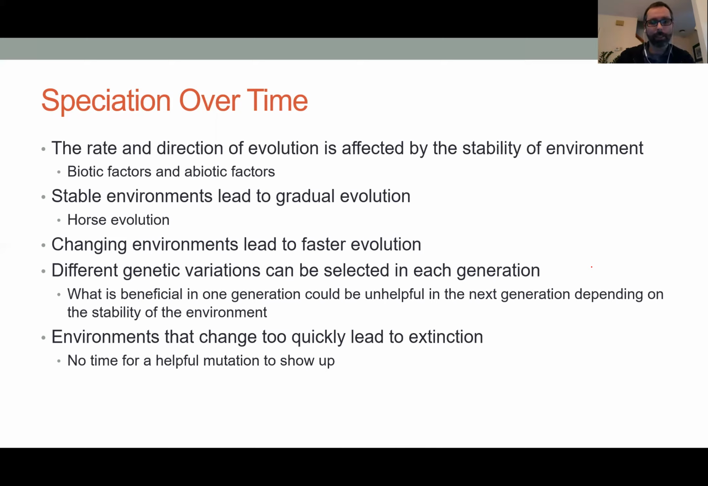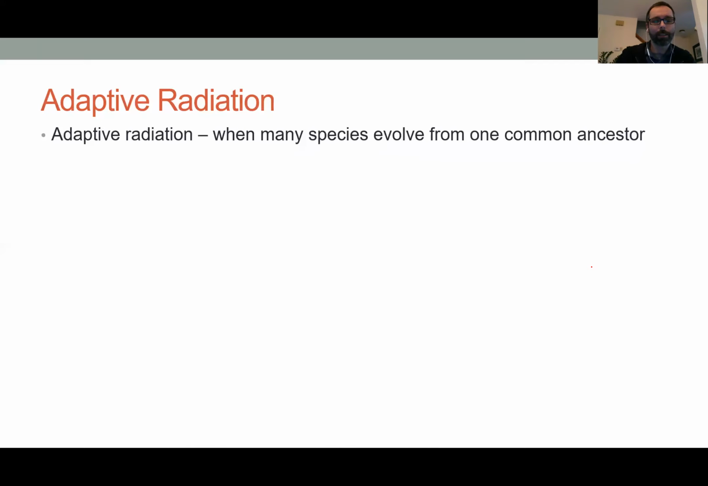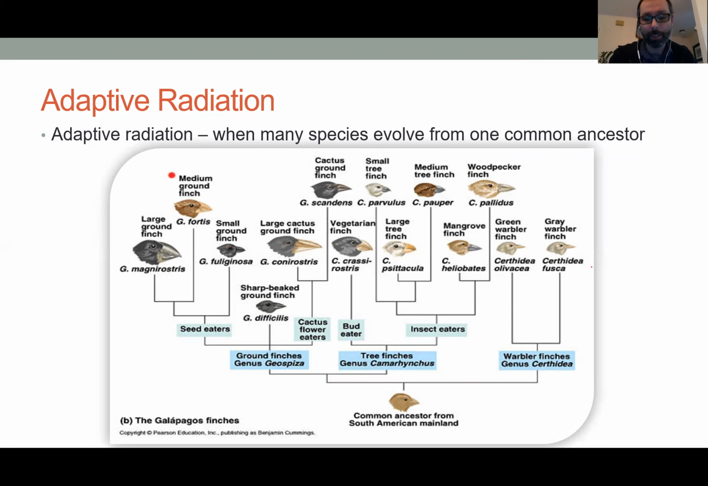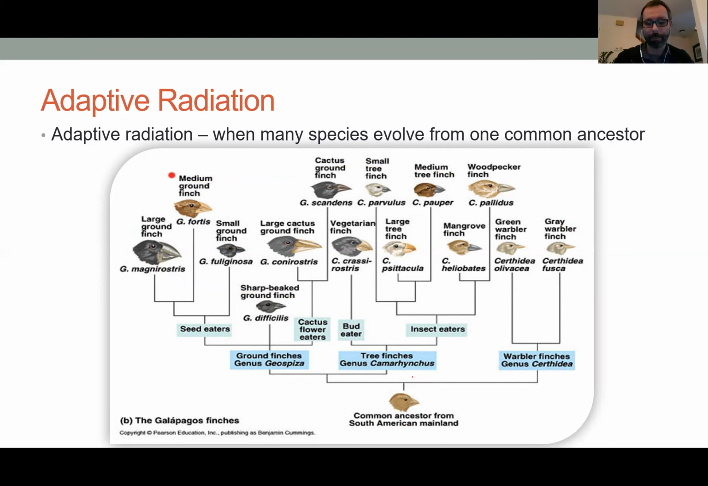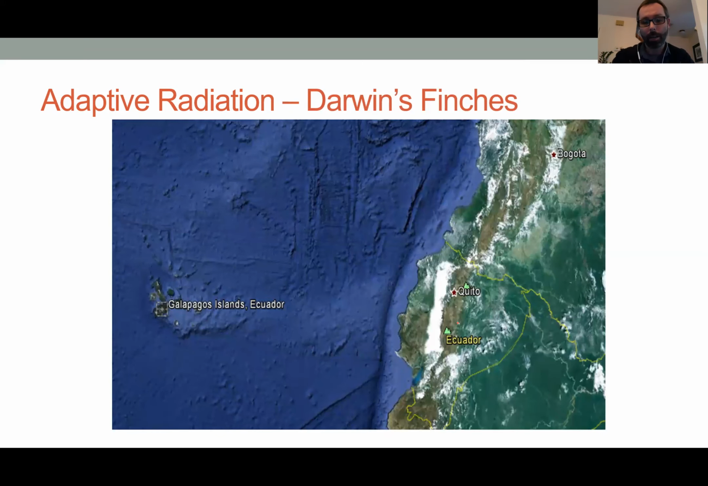Now, one really interesting example of how this would work is something called adaptive radiation. As you can see in the definition, it's when many species evolve from one common ancestor. And this is everyone's favorite story about Darwin's finches. This diagram is like an evolutionary tree, like a pedigree, but for species, not for families. And we're going to look more at these as we go along next week. But the important thing here is that one ancestor led to all these different species, right? All of these are very closely related species, and they came from this original one that came from the South American mainland, from Ecuador, over here, right?